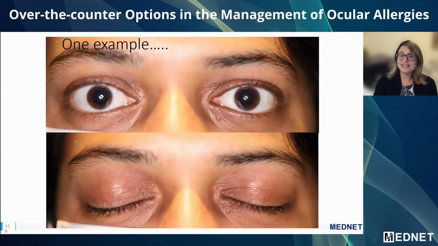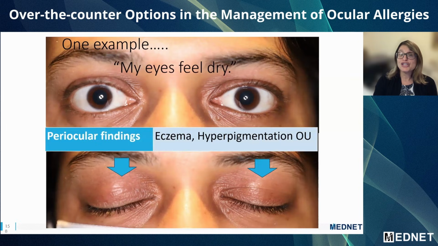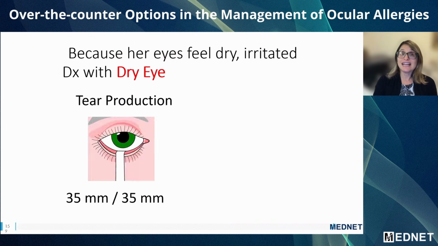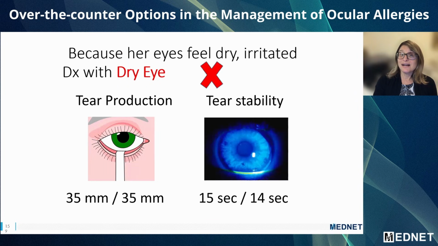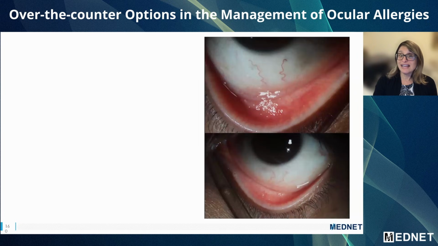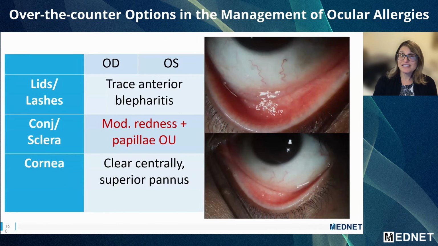So this is one of my patients. I showed her picture before. She has hyperpigmentation and flakiness. She was diagnosed with dry eye, but she's making plenty of tears. And she really has a papillary conjunctivitis.